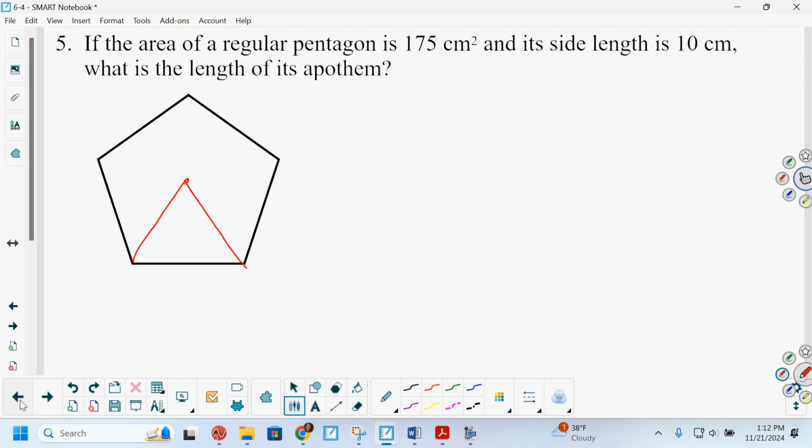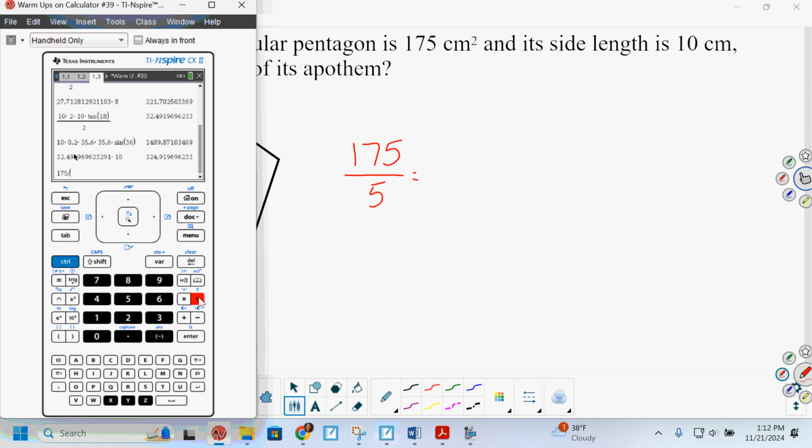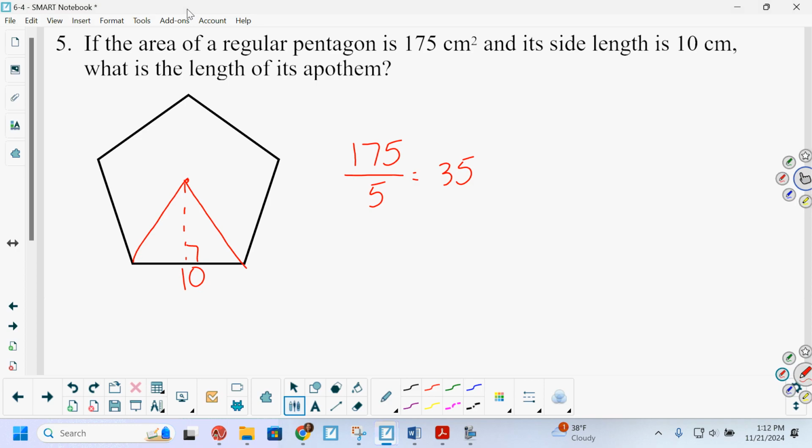So the apothem is this right here, this going down like this. And I'm told that the area is this, and the side length is 10. So if this is the area, I have to divide it by 5 first to get the area of one triangle. So 175 divided by 5 is 35. That means the area of one of these triangles is 35.